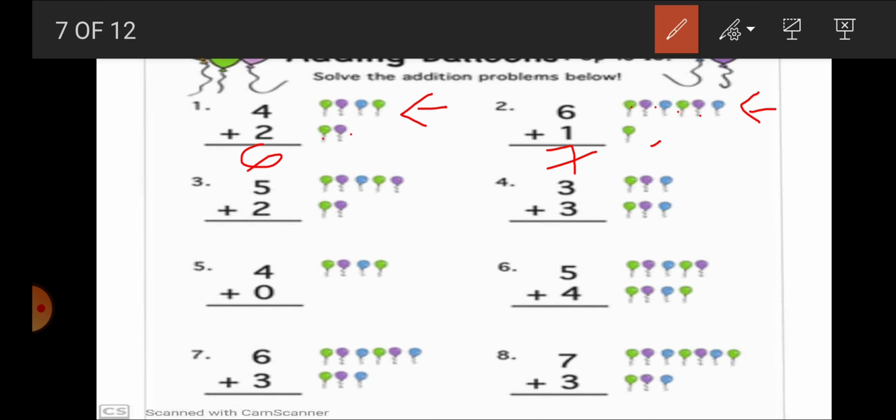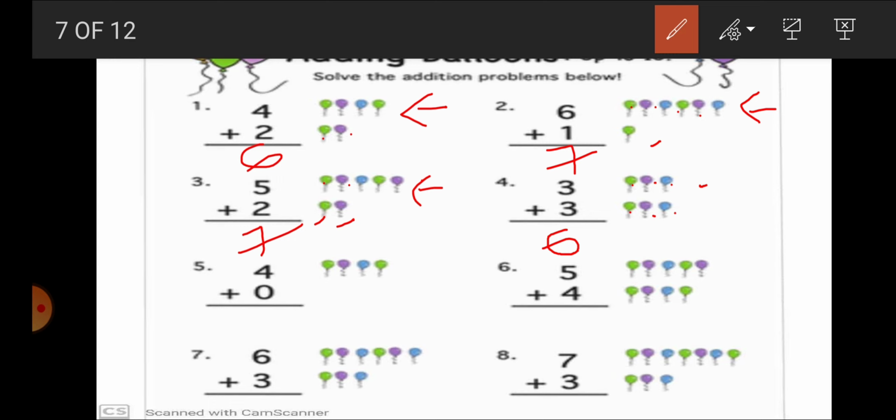Next sum is 5 plus 2. You can see that 5 balloons are present over here. 1, 2, 3, 4 and 5. We have to add 2 more. After 5 comes 6 and 7. Next sum is 3 plus 3. This is number 3. So count the balloons: 1, 2 and 3. Plus 3 more: 4, 5 and 6.